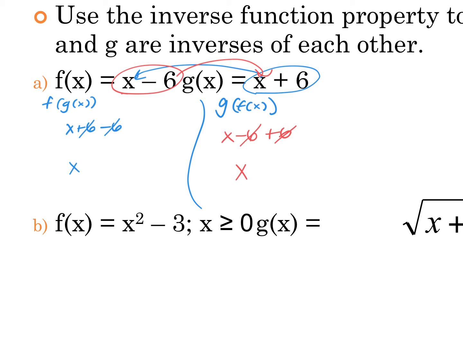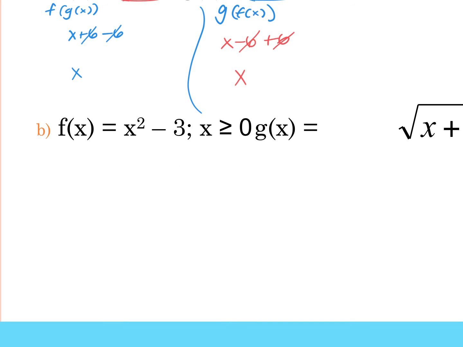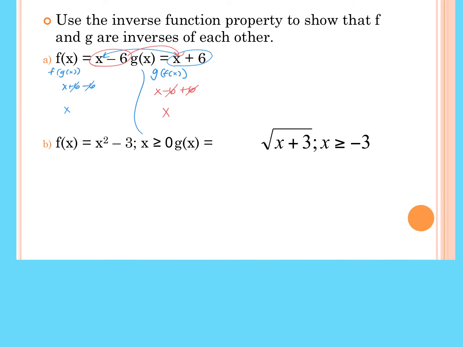So you were just writing it down. Yeah, the work is literally your answer to this question. All right. B says f of x equals x squared minus 3 and g of x equals the square root of x plus 3.